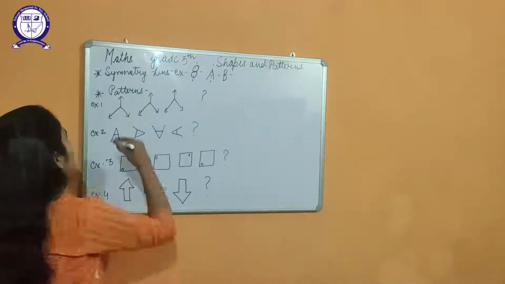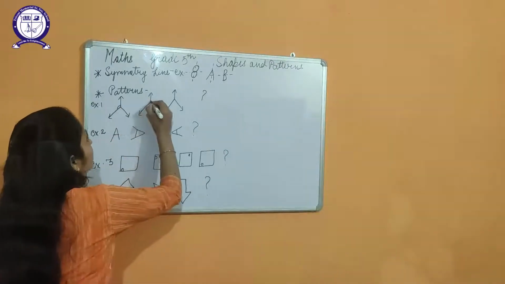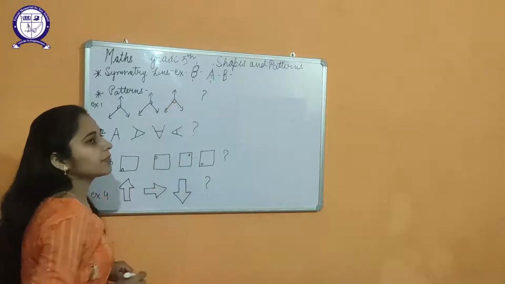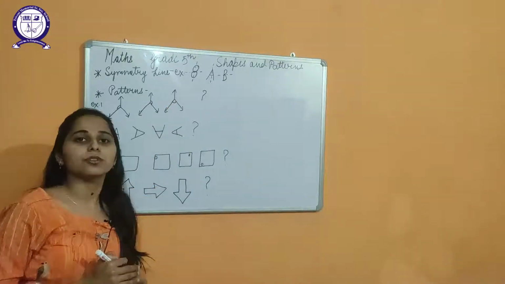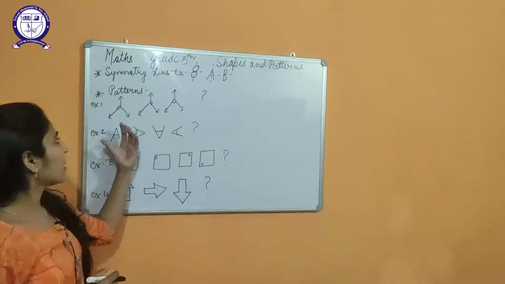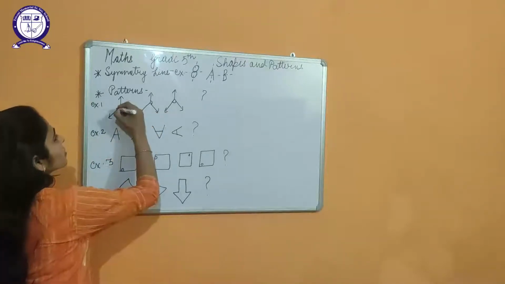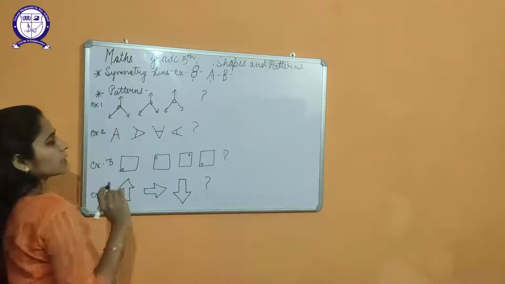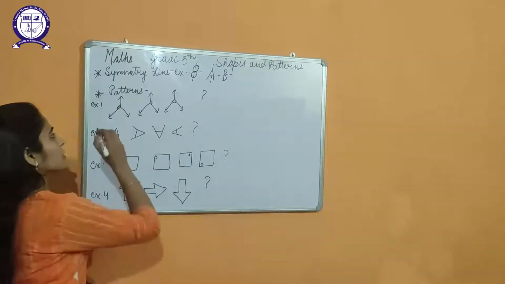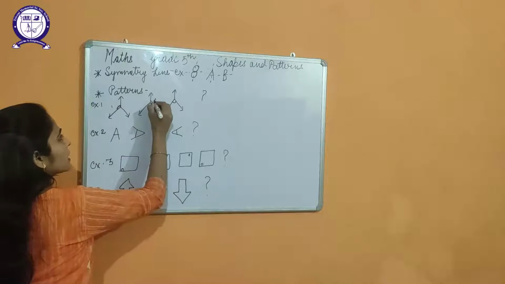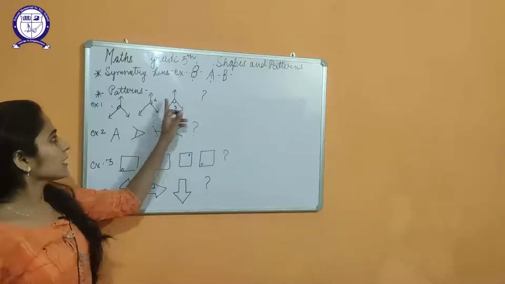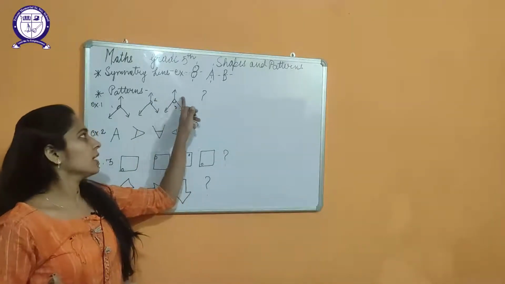Now pattern. Suppose in a pattern, students, sometimes you have to find the next term, or you have to find the odd one out. First of all, you will look at the pattern, and then, suppose this arc is drawn here, you will mark the positions: first, second, third. So the next position will be first again, then second.